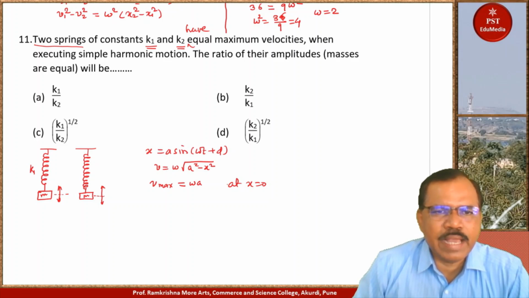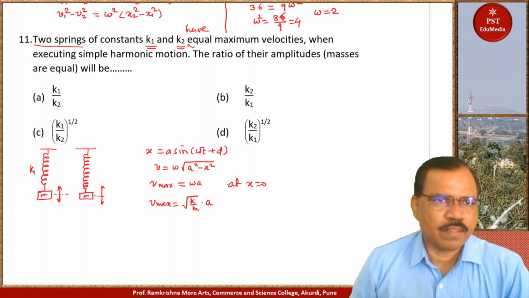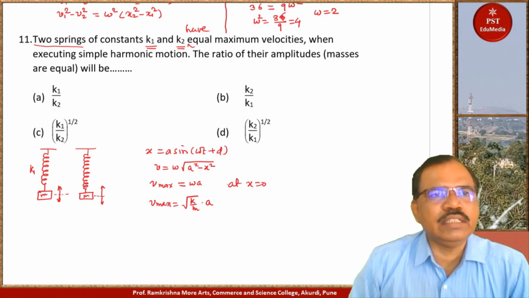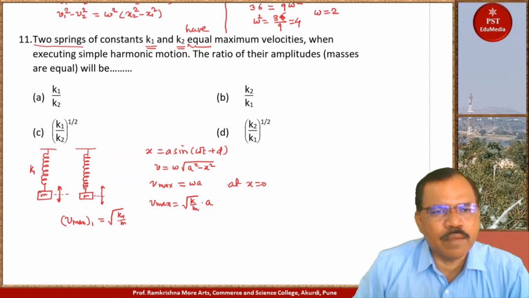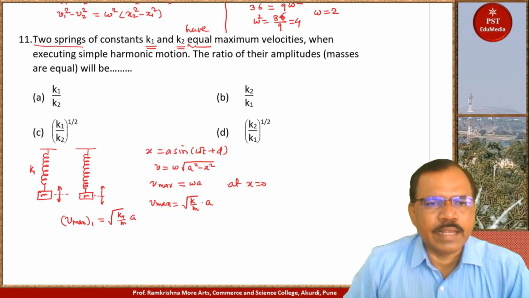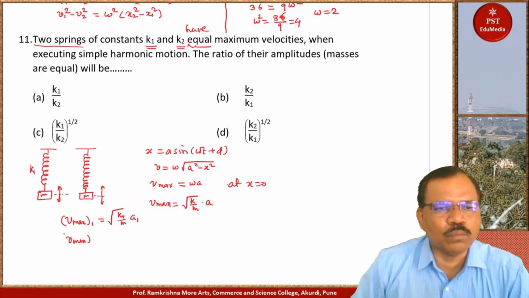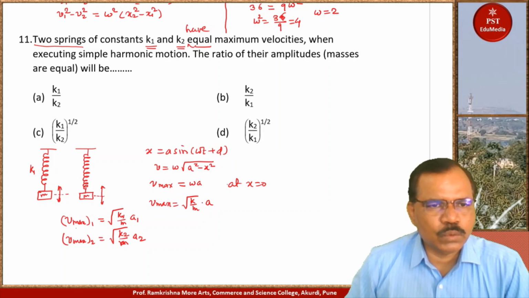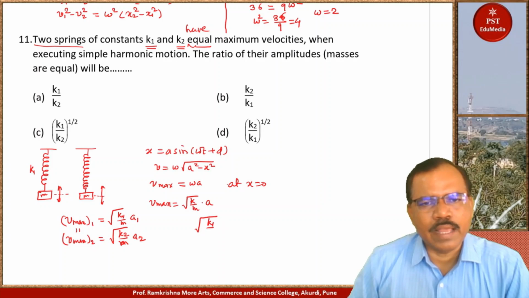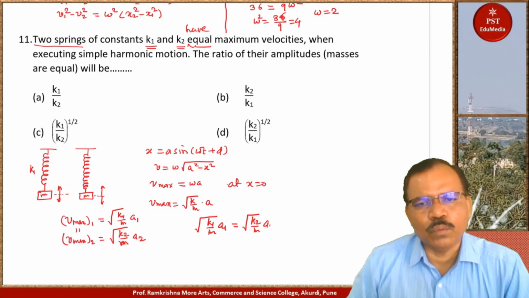So we have two springs. Now V max is equal to under root k by m multiplied by a. Now what is given? Maximum velocities are equal. So V max 1 is root of K1 by M into A1, and V max 2 for the second spring is root of K2 by M into A2. A1 and A2 are amplitudes. Now these two are equal, so root of K1 by M into A1 will be equal to root of K2 by M into A2.